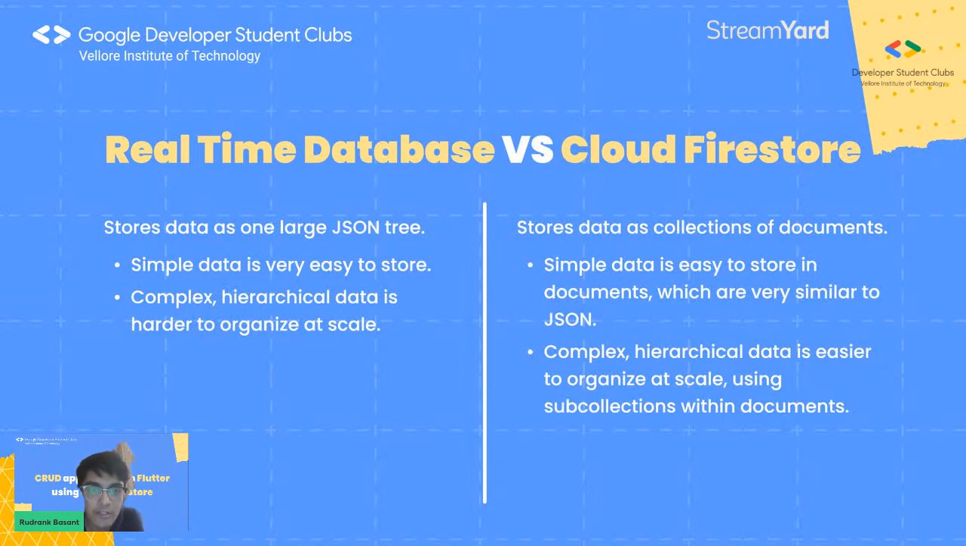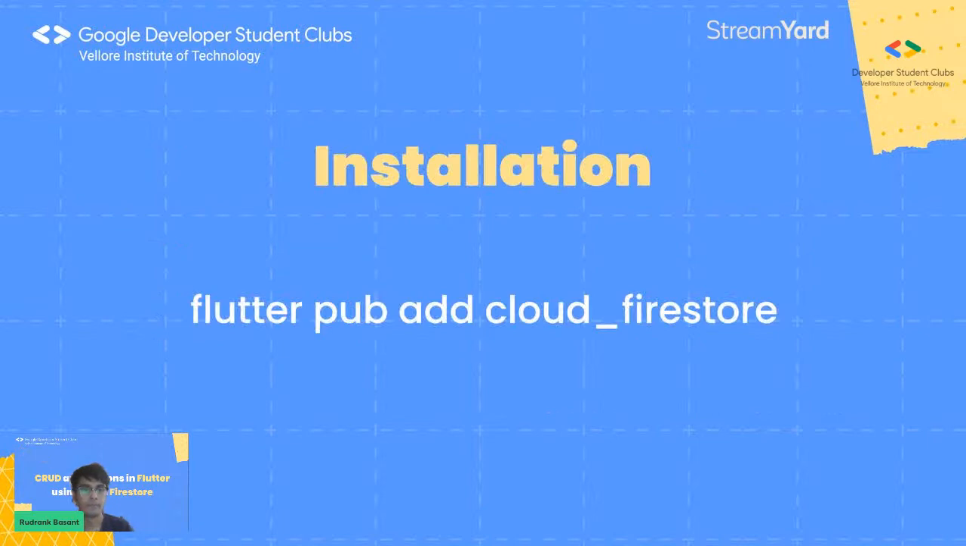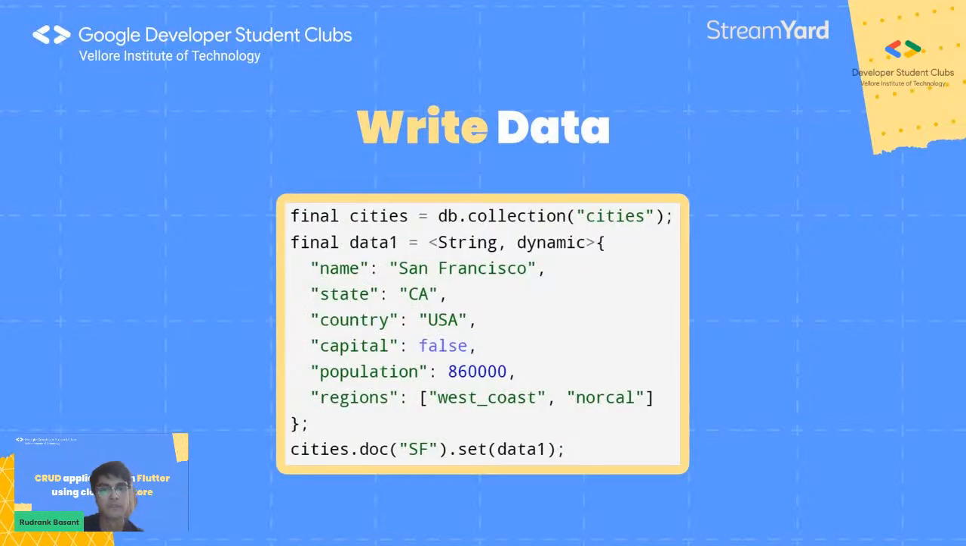By this method, you can easily store complex and hierarchical data, because it follows a hierarchy that is easy to see and easy to navigate through. To install it, you can use the cloud_firestore package while developing your Flutter app. You can get it on the official pub.dev website. Now we'll go into more detail about how to write data, and we'll be seeing a block of code for that.